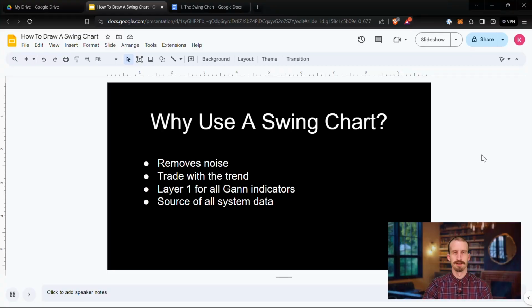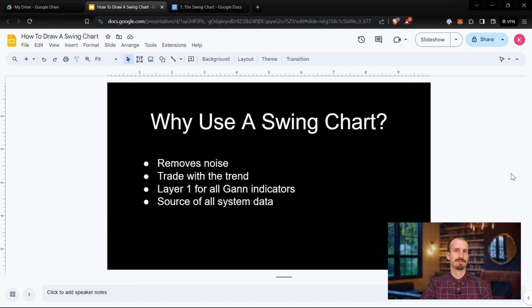So let's dive in. Okay, first of all, let's talk about why it's important to use a swing chart. There are many reasons, but to name a few of them, first of all, it helps you remove the noise so that when you're looking at the chart, it looks a lot more clear. You can see the swings and the trends a lot simpler. The next reason is it helps you to trade with the trend. Remember, one of the key rules in trading and investing is the trend is your friend. You want to be a bull in a bull market and a bear in a bear market. The swing chart helps you identify these trends early.